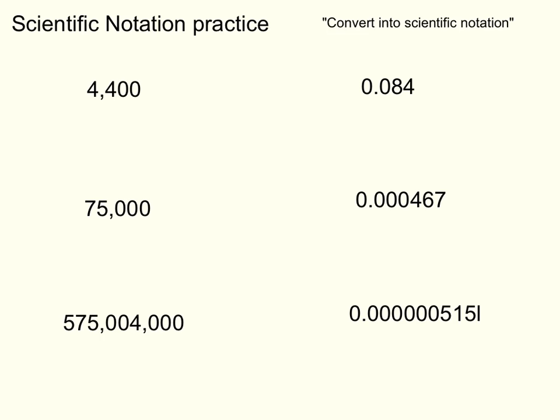Okay, so the first one, 4,400. The decimal would be to the right of this last 0. I'm going to move it over 1, 2, 3 to get to the right side of that first digit. So it's going to be 4.4. And I move the decimal 3 places over, so times 10 to the third. And because this is a large number, that exponent of the 10 is going to stay positive.